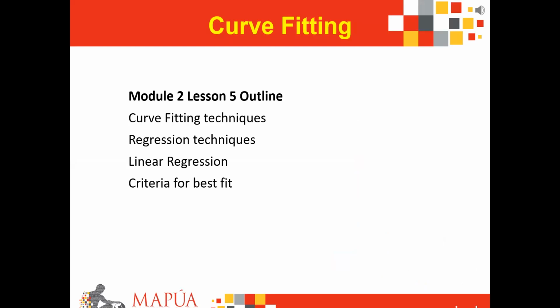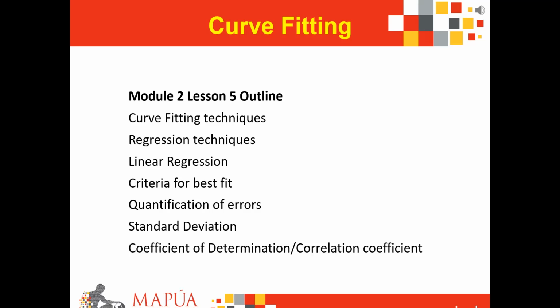What are the criteria for best fit using linear regression? And how do we quantify errors under regression? And other factors that do affect our regression, like standard deviation. And finally, the coefficient of determination, or often referred to as the correlation coefficient.